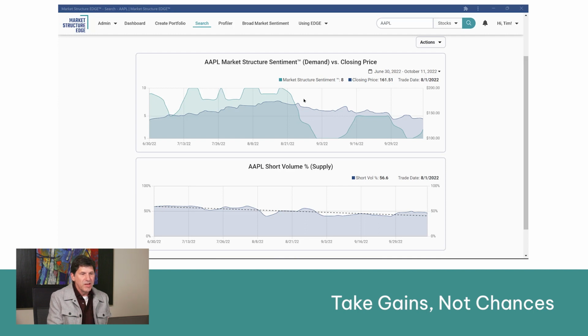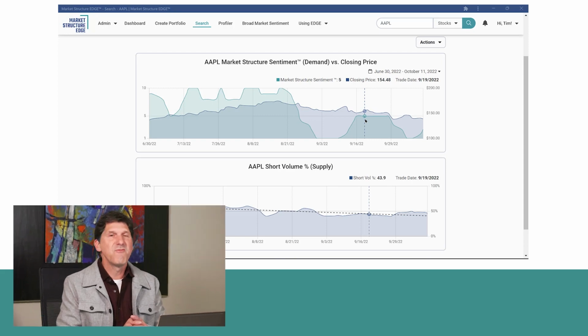Look what's happened since. Apple has not since been back above 5, and the price has fallen. Well, you can avoid all that. This is the core distinction between Edge and everything else. We're the only platform that shows you how to trade supply and demand, and it's very effective.